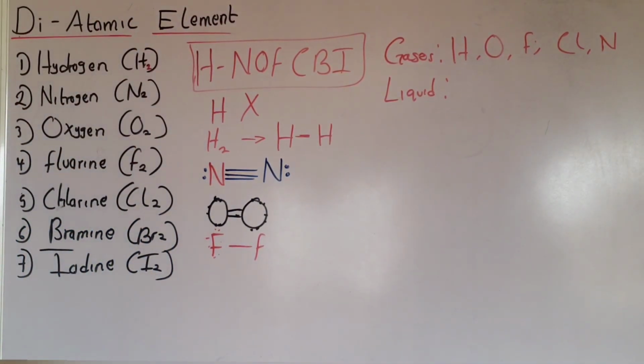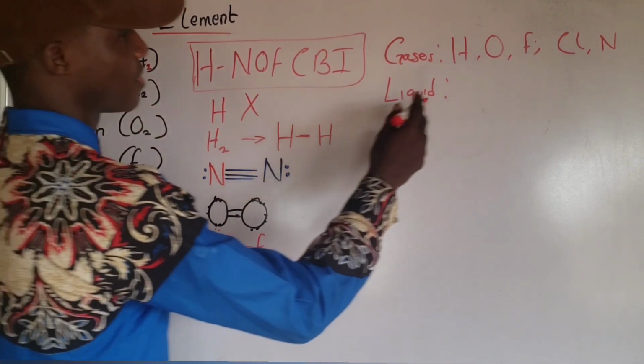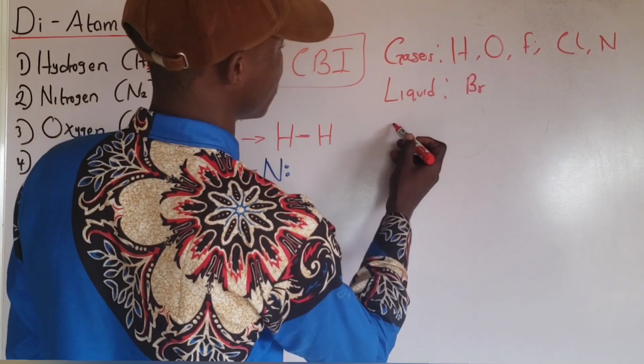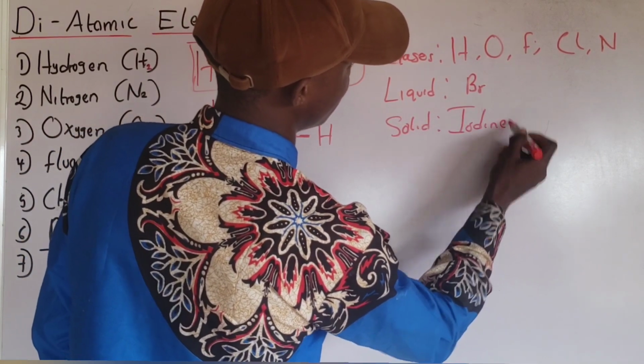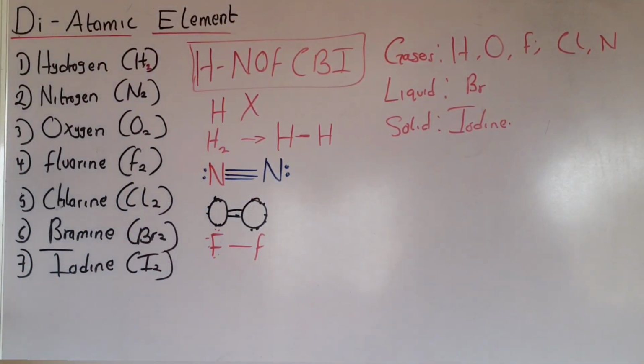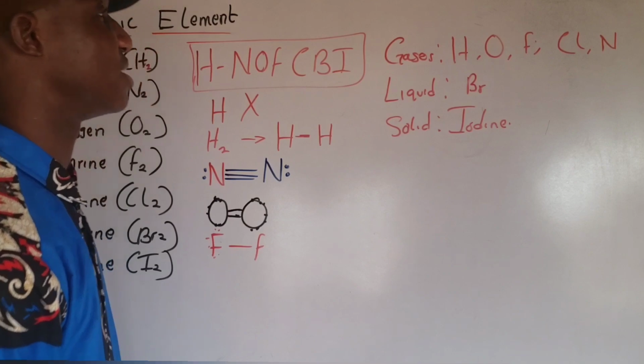Now, bromine and iodine. Bromine is liquid at room temperature, while iodine is solid at room temperature. You can see now, bromine we have Br, and solid we have iodine. Even though they have common properties, all of them are non-metals, because they are poor conductors of electricity. The bond that exists between their atoms is a covalent bond, as it involves sharing of electrons. But they differ based on their physical properties at room temperature.